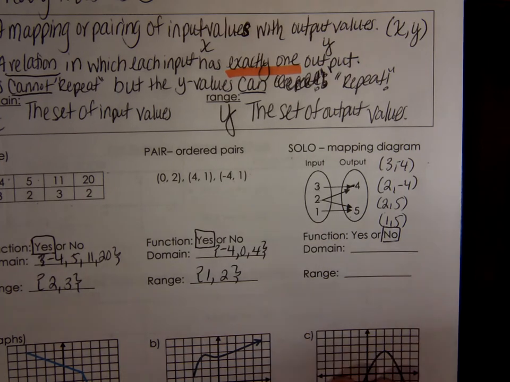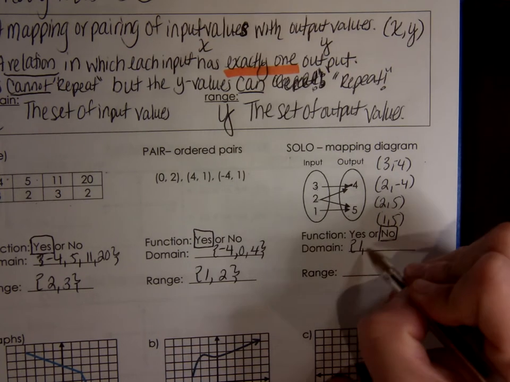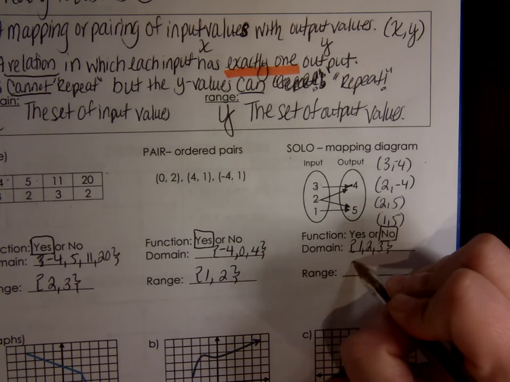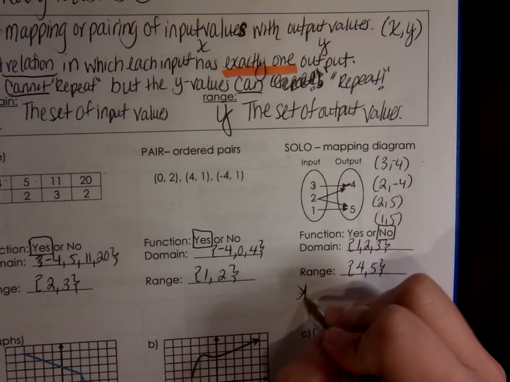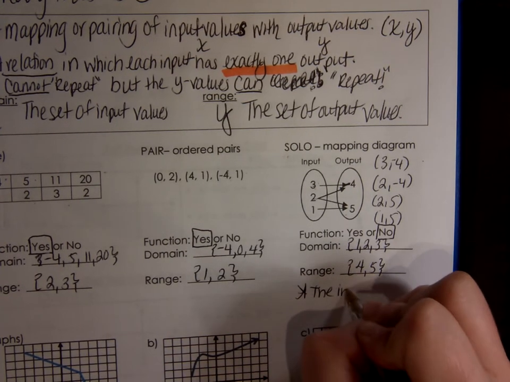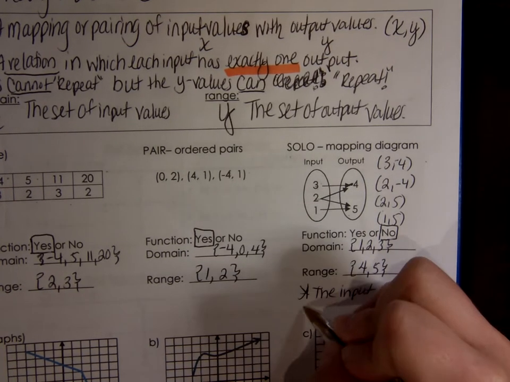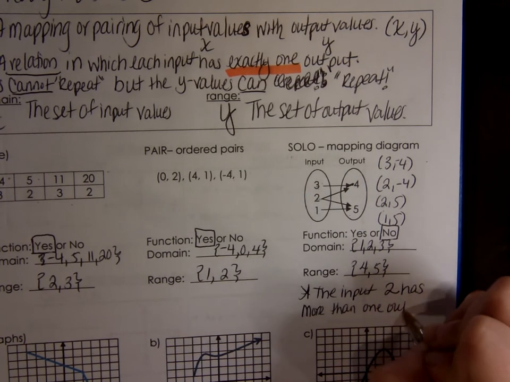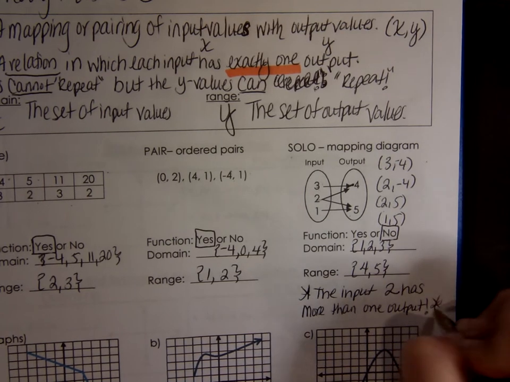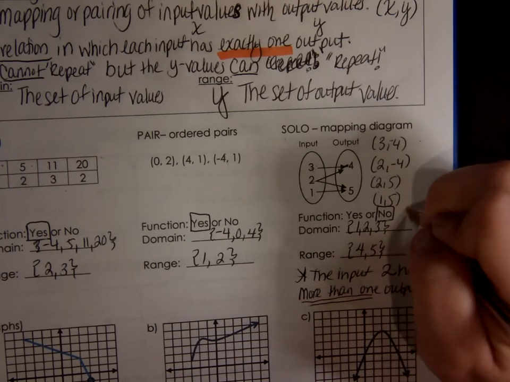We can still identify the domain. The domain is going to be all of our values in the input, 1, 2, and 3. And then our range is going to be all of our output values, which are once again 4 and 5. But once again, this is not a function, and that is because the input number 2 has more than one output. And so because it has more than one output, emphasis on the more than one, this means that it is not a function. All right, let's go ahead and look at some of the graphs.